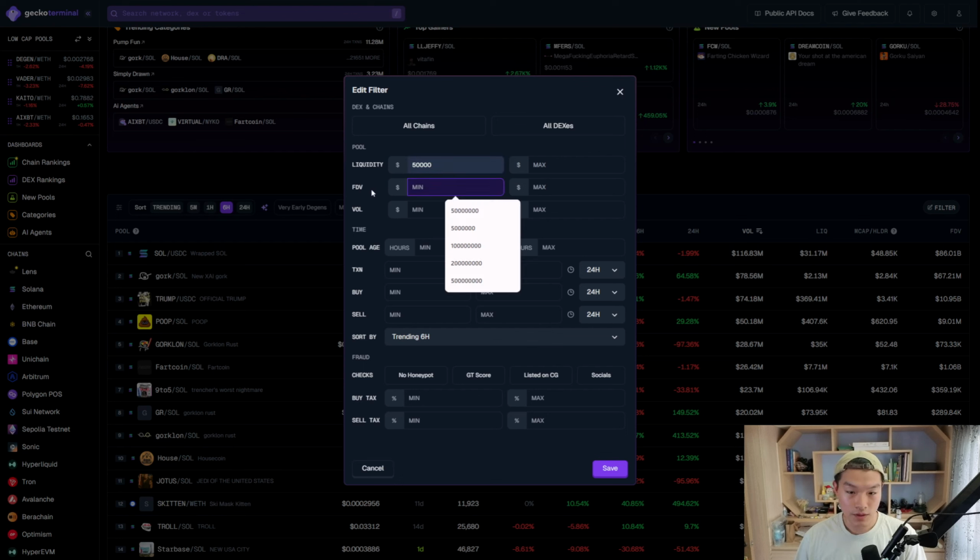So for the fully diluted value, I like to start with 100 million if I want to go with a medium to high risk. And you could bump that up to like 200 million or 500 million if you're looking for a medium to low risk pool. And for the volume, you want to add a number that makes sense for the liquidity, right? In this case, I'm going to use 10,000.